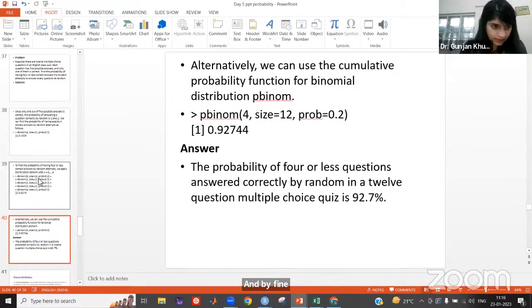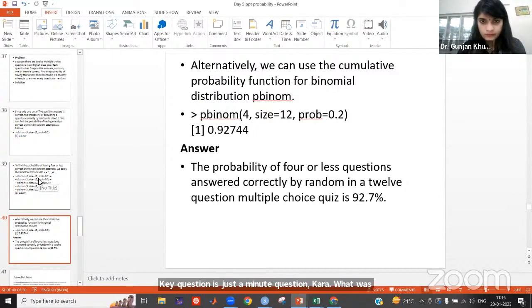Okay, you have got this. And can you verify it? No, but it's not written. Just a minute. What was the question? It was to find the probability of having 4 or less. So it can be 4, 3, 2, 1, and 0. So then we don't have to add.